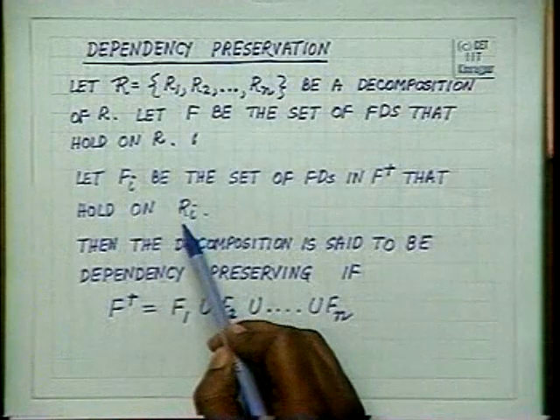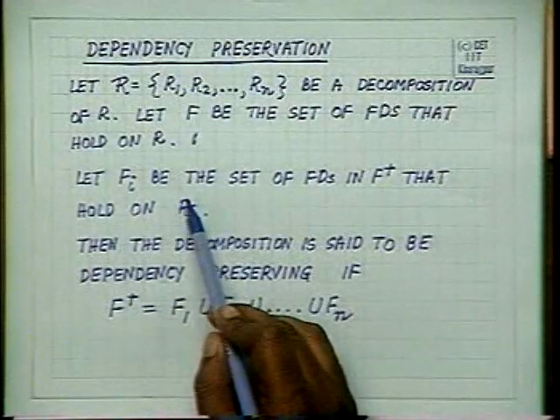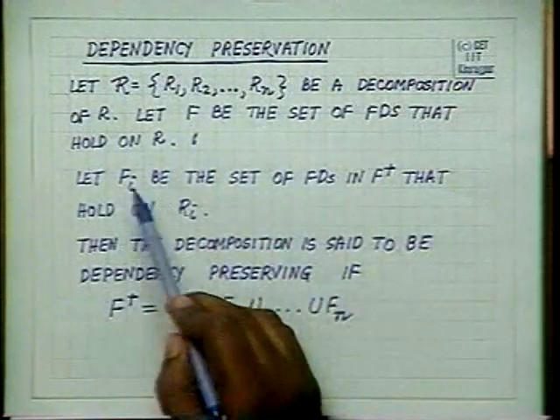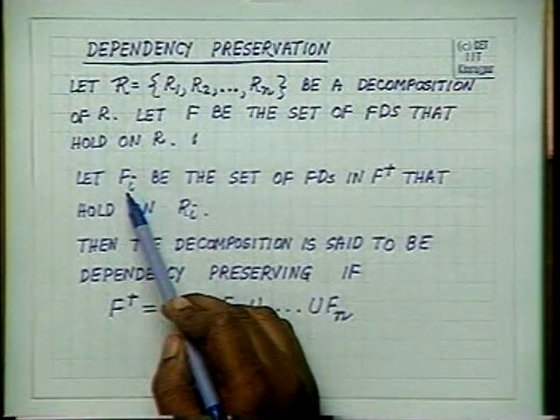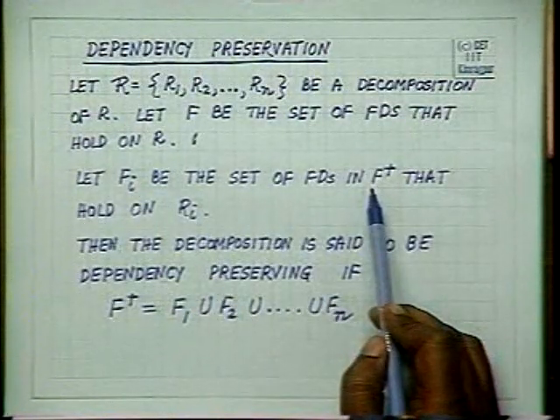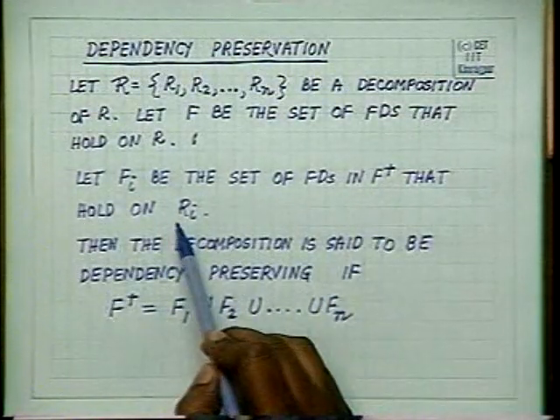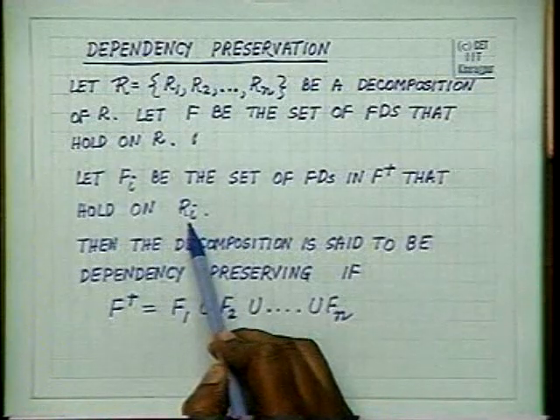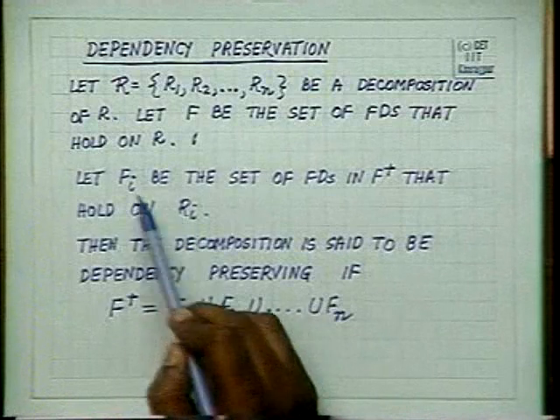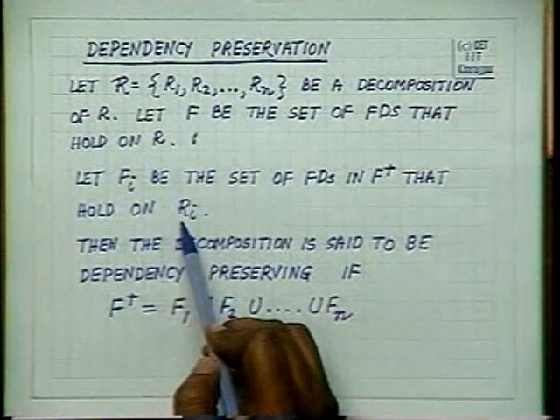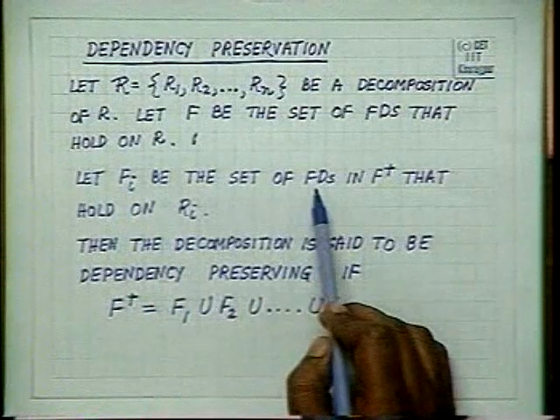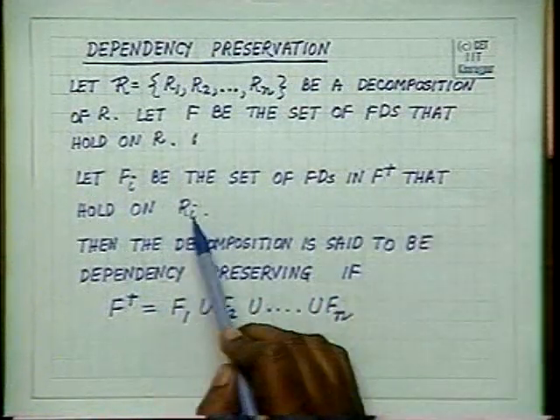Now, take each Ri. For each Ri, some functional dependencies in F plus will be applicable. Among all the functional dependencies of F plus, some of them will be applicable on Ri. Which of them? Those which are related to the attributes of Ri only. They are the functional dependencies that hold on Ri. So let Fi be the set of functional dependencies in F plus that hold on Ri.